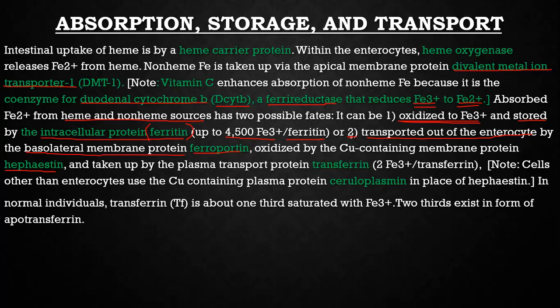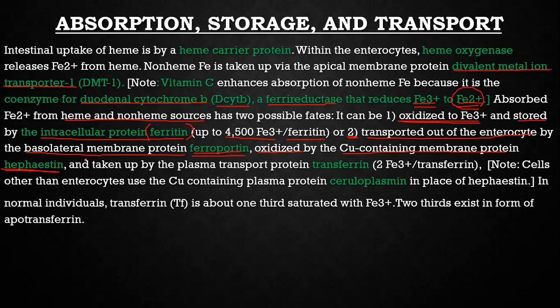Two, another fate is that it can be transported out of the enterocyte by the basolateral membrane protein known as ferroportin. Since it is in the ferrous state, it first has to be oxidized by a copper-containing membrane protein, which is known as hephaestin. Now, hephaestin is closely related to the ferroportin, such that once this ferroportin transports the ferrous iron out of the enterocyte, it is immediately oxidized to the ferric state by hephaestin.